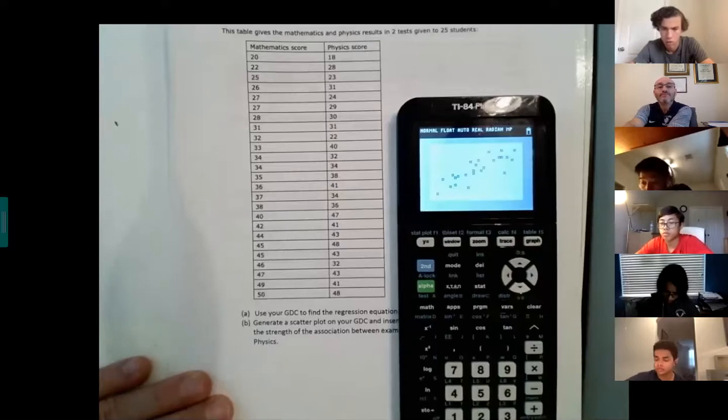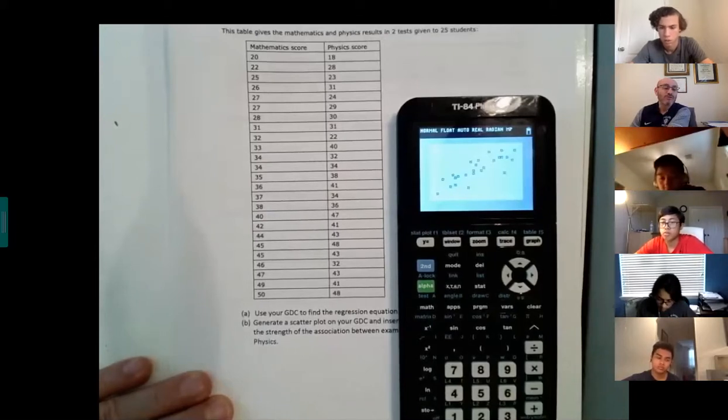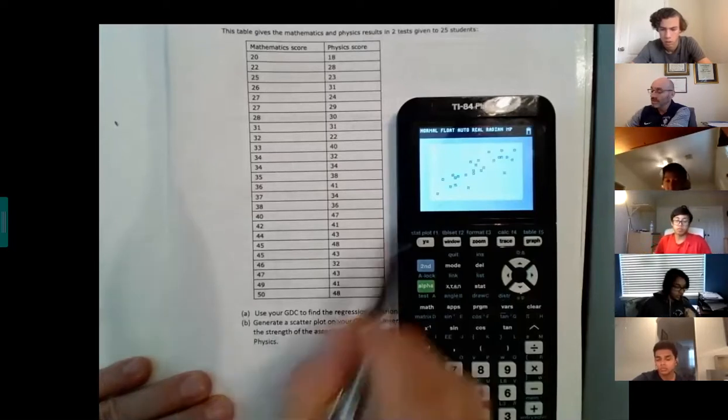All right, so that is my scatter plot, all right? So let's look at this scatter plot before we actually try to find a regression. What kind of association do we have? Positive. It's a positive. There's a positive trend.